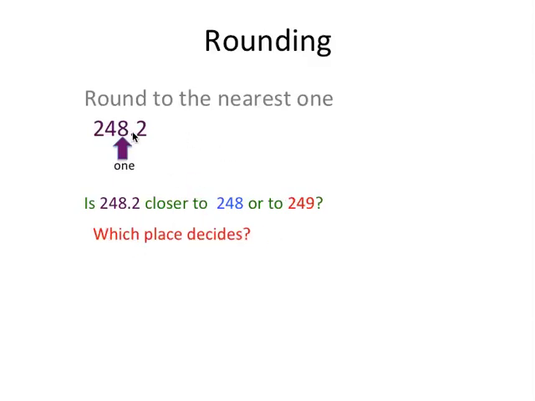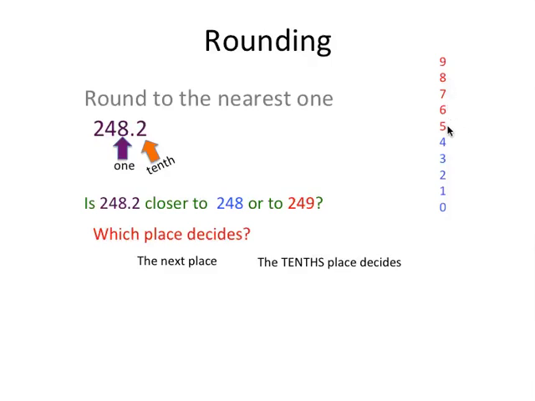It's going to be the place right next to the ones place, the tenths. The tenths place decides. We just have to look at the digit and see where it falls. If it's 5 or higher, we round up. If it's 4 or lower, we round down. It's 2, which is lower, which tells us to round down. So it's closer to 248. We keep the 8 and fill in any zeros until we get to the decimal point, but we're at the decimal point, and we remove any decimals.